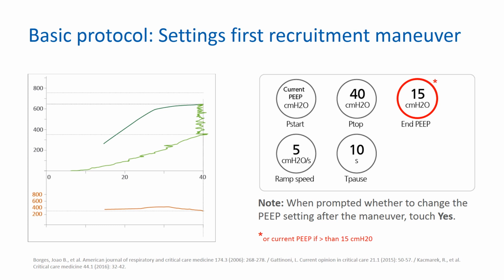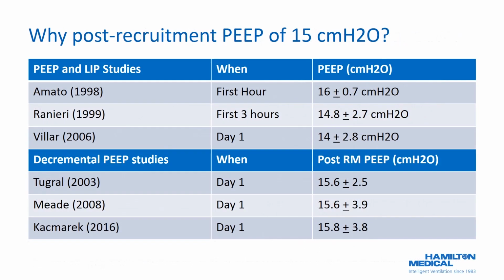Comparing the most relevant papers regarding PEEP setting in ARDS, and also comparing different PEEP strategies, the average PEEP in the intervention group is around 15 centimeters of water. Papers studying post-lung recruitment PEEP based on lower inflection point and decremental PEEP titration reveal that the average PEEP needed to sustain lung opening following lung recruitment is approximately 15 centimeters of water.